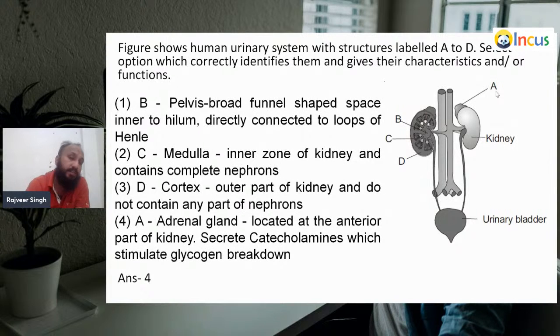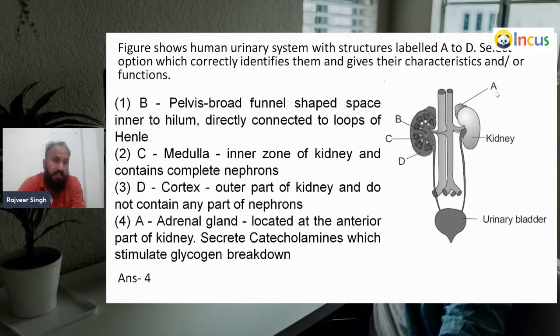Next one, very good question. The figure shows the human urinary system with structures labeled A to D. Select the option which correctly identifies them and gives their characteristics and or functions. So definitely we know A is showing the adrenal part, and we can see it in the fourth option.